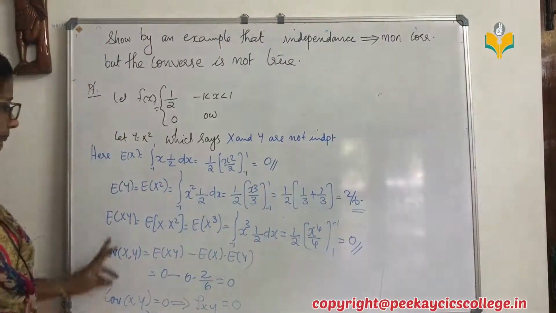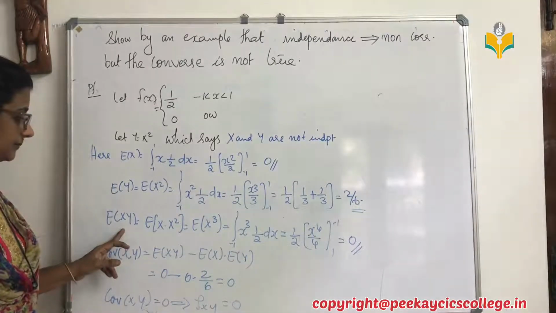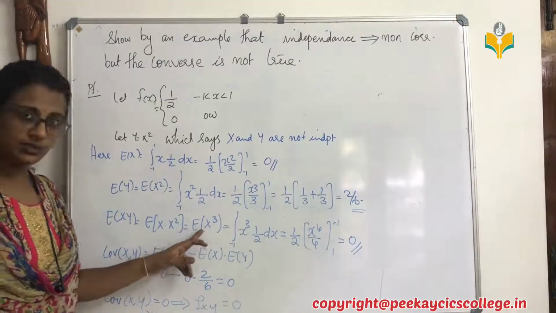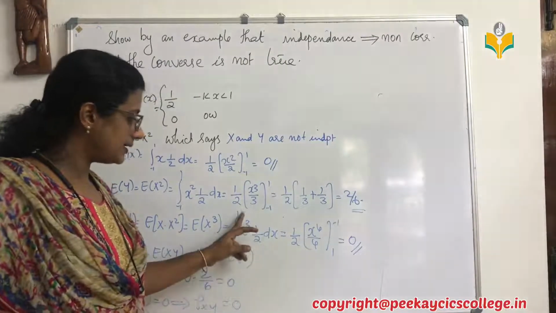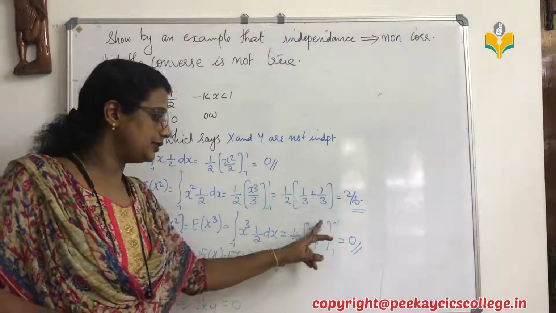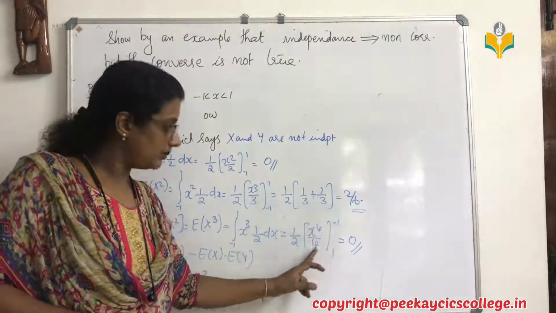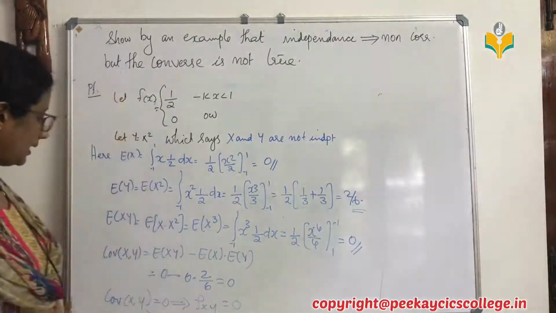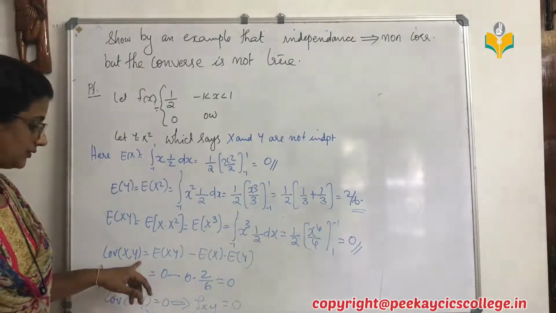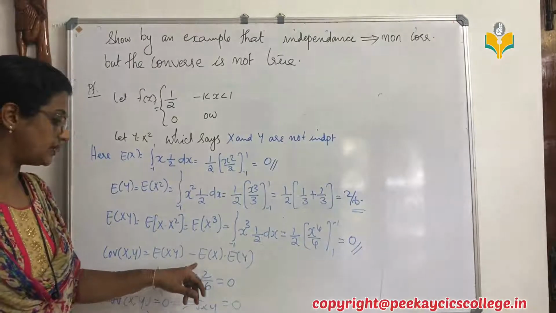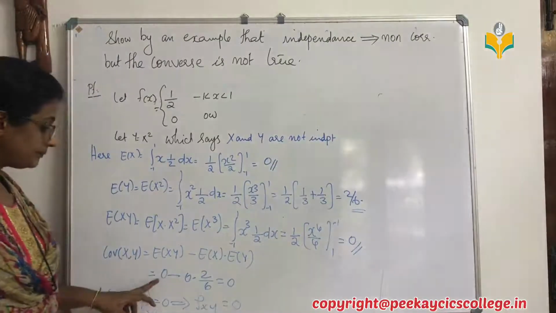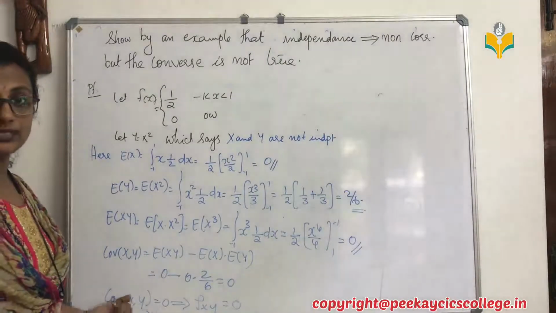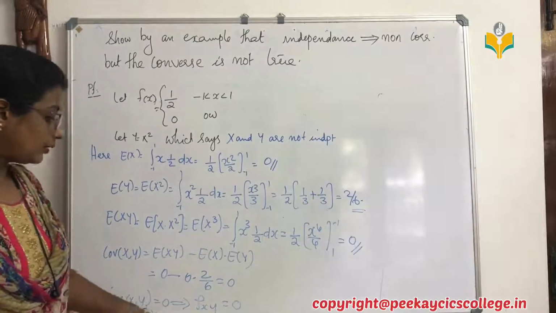Now, expectation of xy equal to expectation of x. In the place of y, we can write x square, so x into x square, x cube. Expectation of x cube equal to integral minus 1 to 1 x cube into 1 by 2 dx. 1 by 2 into integral of x cube equal to x raised to 4 by 4. Apply upper and lower limit. We get the answer 0. Now covariance of xy. We know the formula for covariance of xy. It is expectation of xy minus expectation of x into expectation of y. Substituting the values, we get 0. That means covariance of xy equal to 0, which demands rho xy equal to 0.